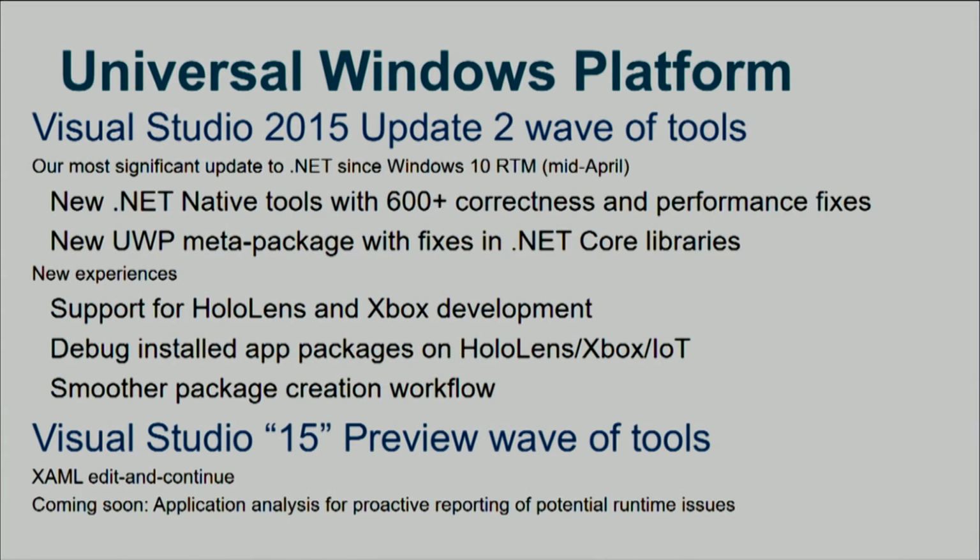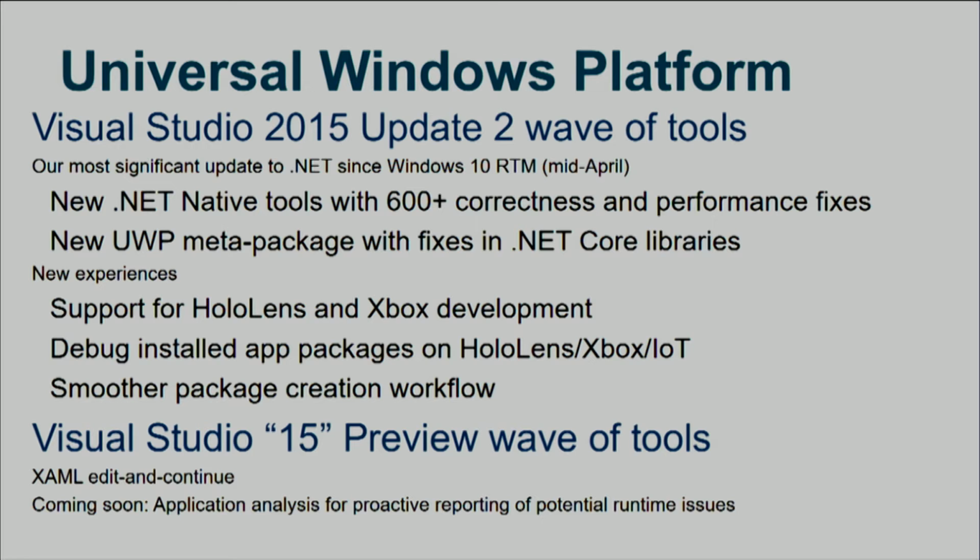And there's going to be some more XAML language service updates coming soon. Now, we're not stopping with Visual Studio 2015. You're going to continue to see updates there. In the Update 2 wave that we released in mid-April, there were new .NET native tools, 600 corrections and performance fixes, a meta package with fixes to .NET Core libraries. This is the cool thing that I like. Support for HoloLens and Xbox development for Visual Studio 2015, right?